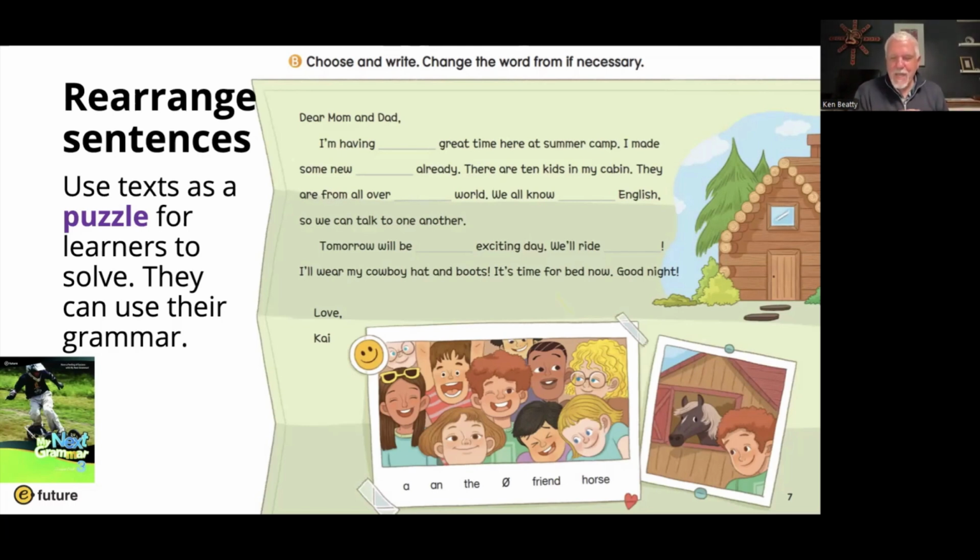There are sample words that they can insert there. They're solving this puzzle. But again, to do this, they have to use grammar. They have to find the grammatically appropriate word that will fit in there. They can't say, "I'm having a horse time here in summer. I made some new horses already." No, it doesn't make sense. So they're using grammar to do this. This is an important part about grammar: we don't always have to just work through the rules and work through exercises. They're actually using grammar to do exercises like this.